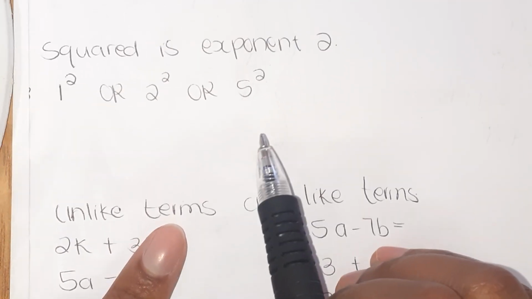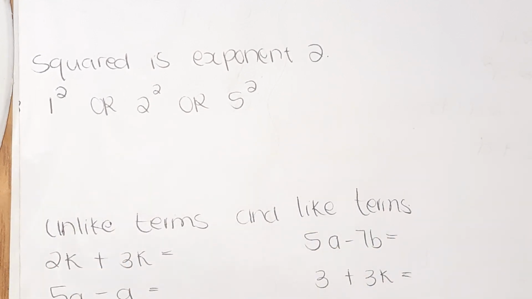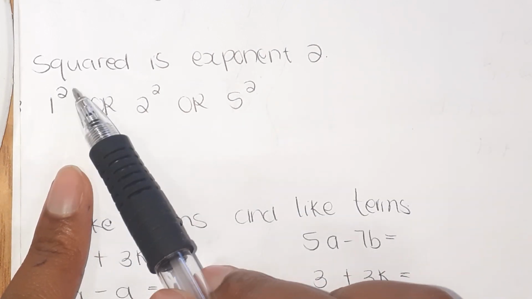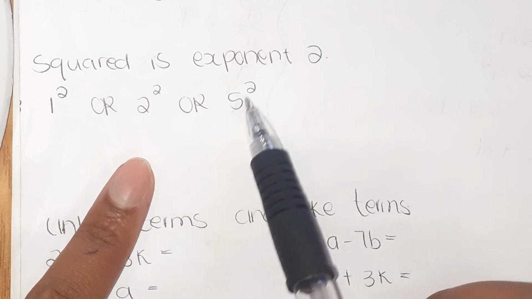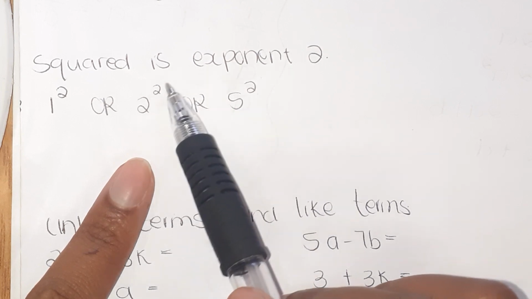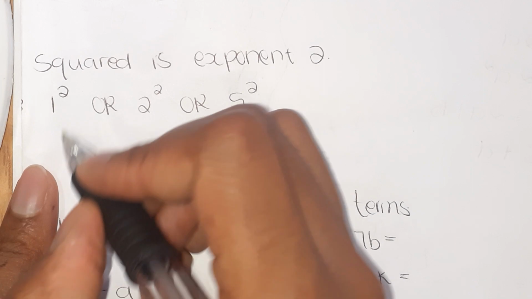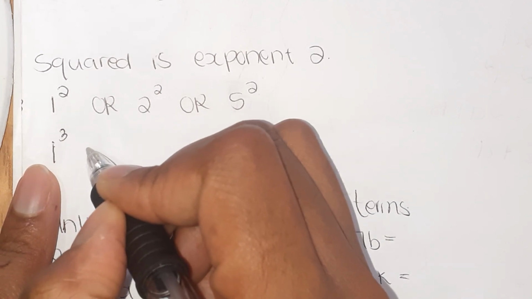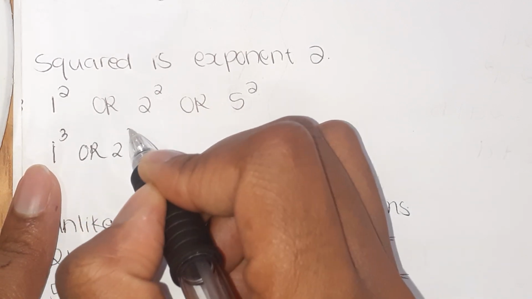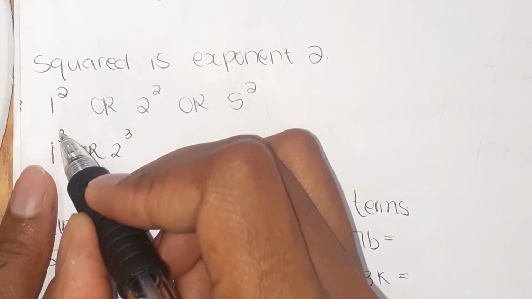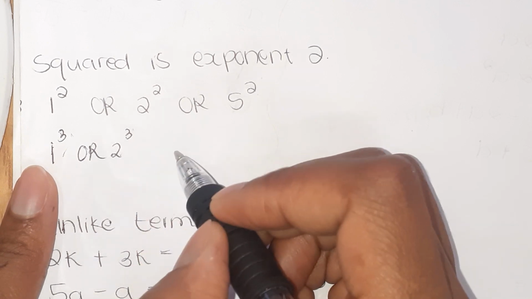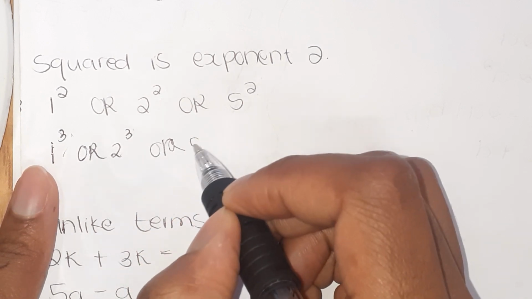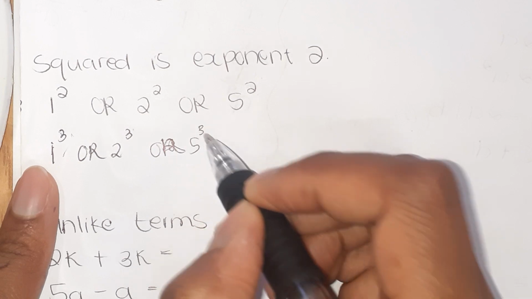Now let's talk about squared, which is an exponent of 2. So we have 1 to the power of 2, 2 to the power of 2, or 5 to the power of 2. This thing here is called squared. But if you have an exponent of 3, we call this 1 cubed. This is 1 squared. This is 1 cubed, 2 cubed, or 5 cubed.